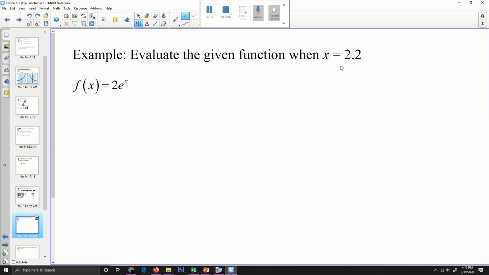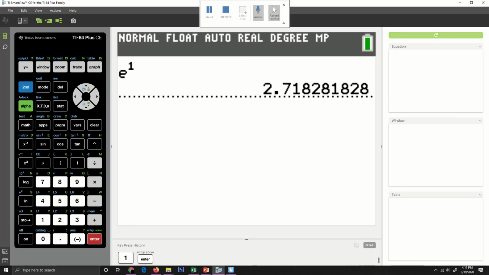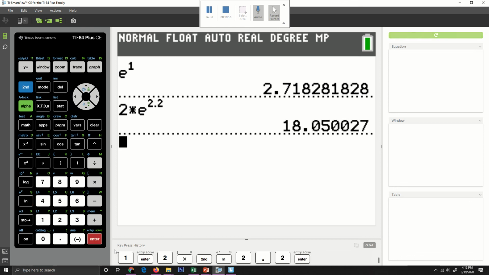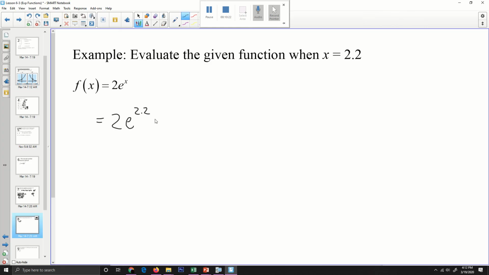Evaluate the function at the given value where x equals 2.2. So we're trying to figure out 2e to the 2.2. So we'll go to our graphing calculator here, and we'll go 2 times, second, e to the x, and 2.2 to put that in. And that value is 18.050, 3 decimal places. All right.